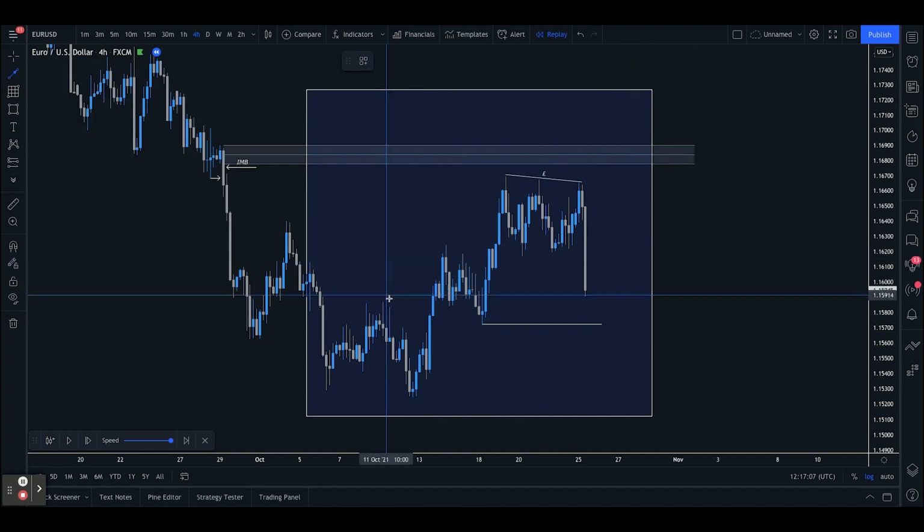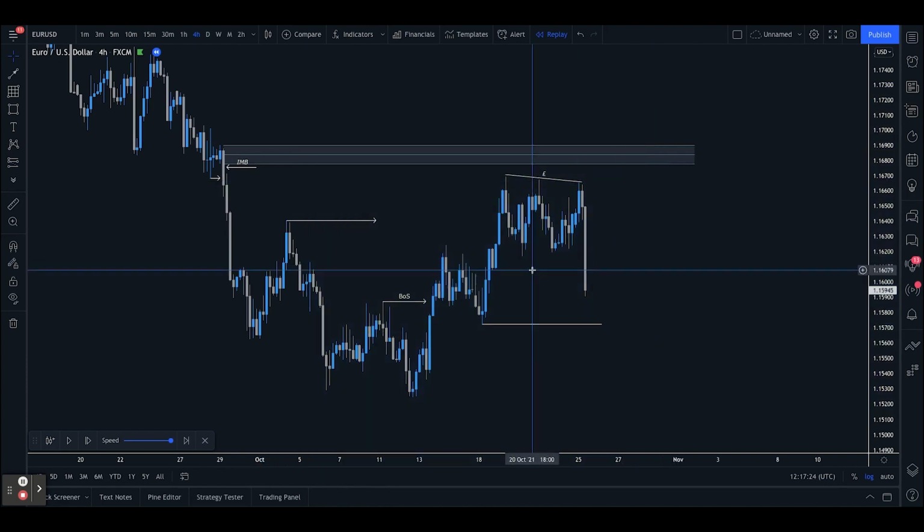If we bring our focus to this substructure area, we can look here first and see we've had a bullish break of structure at this point. So this was the first higher high. Then we had a higher low. Then we had another higher high, which has also taken out this structure point. So this is really telling me that we are still in a substructure uptrend.